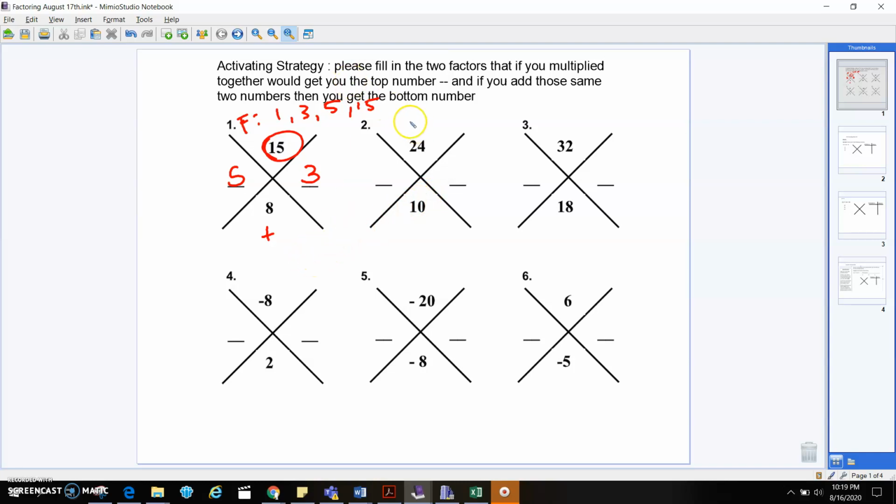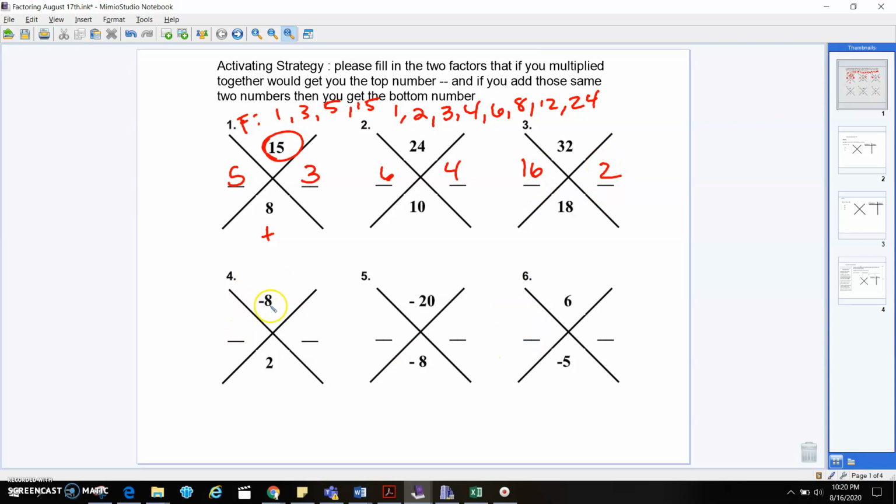Okay, so on number 2, I should have gotten factors of 24, which is 1, 2, 3. I'm sorry, I'm going to do this in a different color. So factors of 24 are going to be 1, 2, 3, 4, 6, 8, 24. Okay, and what numbers can I add together to get me 10? 6 and 4. Okay, so I'm going to work through these next few a little quicker. So list them out, and then you should have gotten 16 and 2.